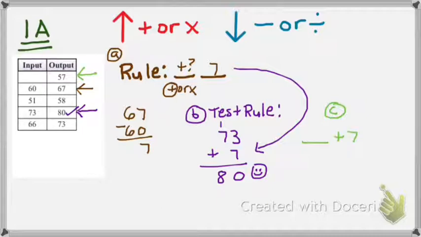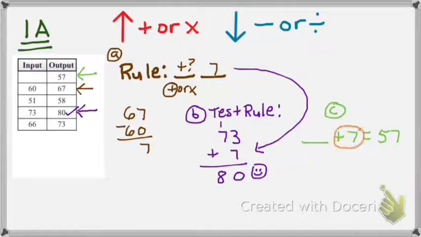I know it's a good rule because I already checked it. And when that's done, my answer should equal the output, which is 57. So I have blank plus 7 equals 57. Well, if I go back to the algebra that I learned in this chapter, how can we solve a problem like this?